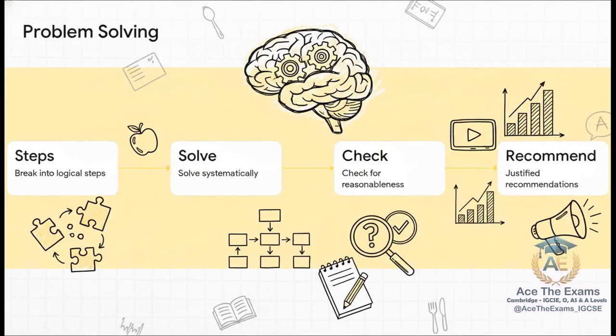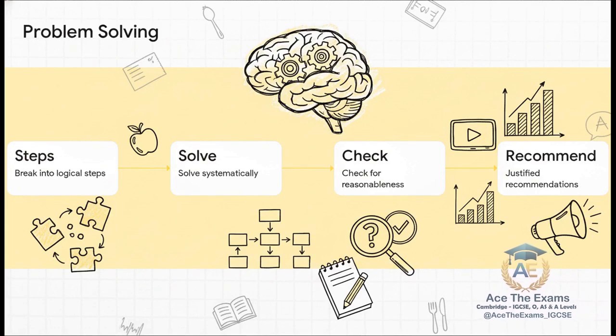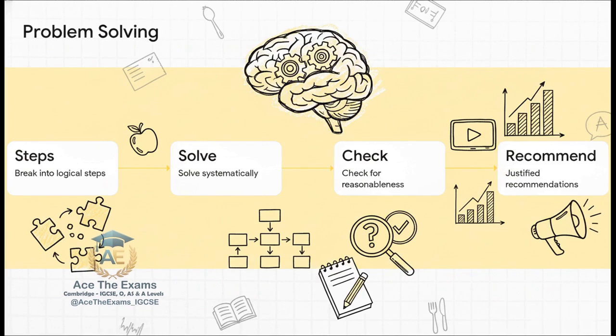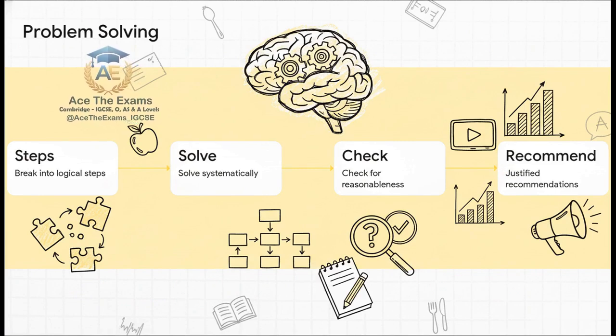Whenever you face a complex scenario regarding, let's say, food distribution or media access, apply this specific framework. Break it into logical steps. Solve it systematically. Check for reasonableness, meaning does your solution actually make sense in the real world? And finally, make justified recommendations based entirely on the data. This guarantees your reasoning remains airtight.